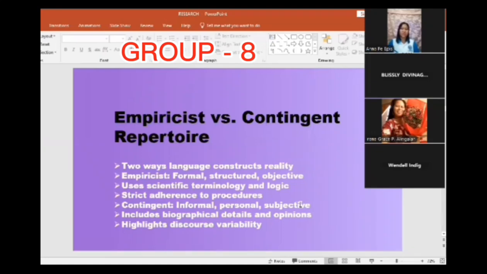This style was more flexible and included personal perspectives, opinions, personal details, and emotions. Scientists in informal settings spoke about their work differently, which shows how language creates different realities. So the way we talk about things influences how we understand them.